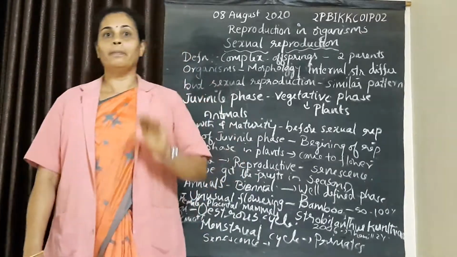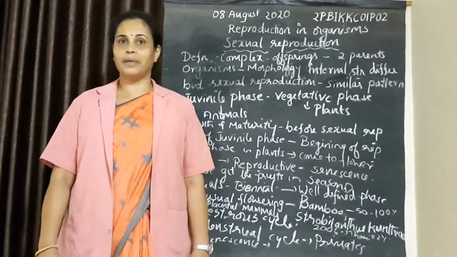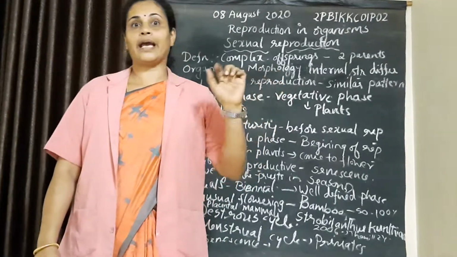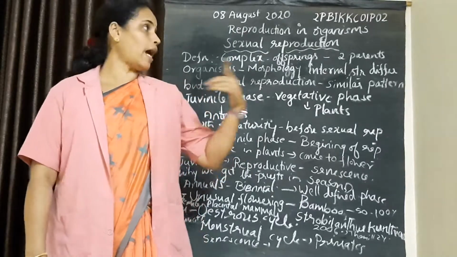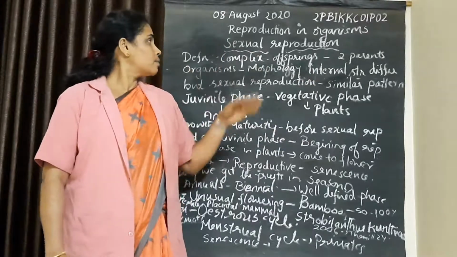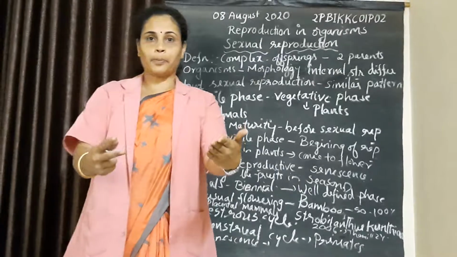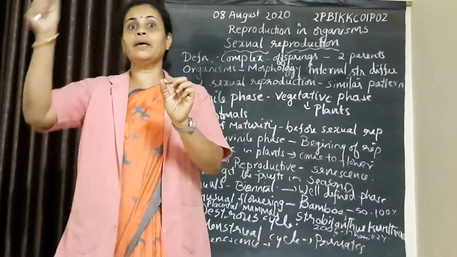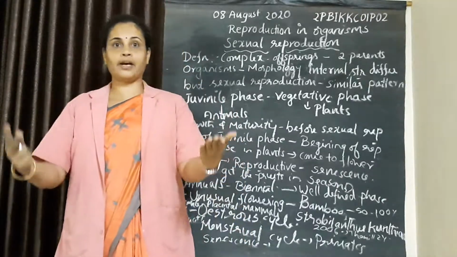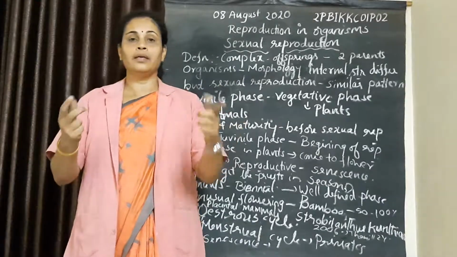So all of you know, a male individual produces the male gamete and a female individual produces the female gamete. The male gamete is the sperm or antherozoid. The female gamete is the egg or ovum. In sexual reproduction, the offspring produced do not resemble their parents. There is genetic variation, because it is produced by the fusion of gametes.